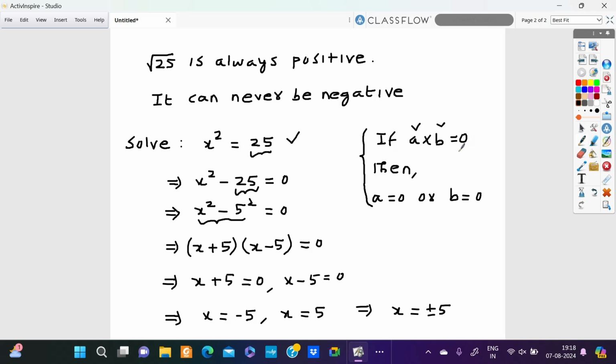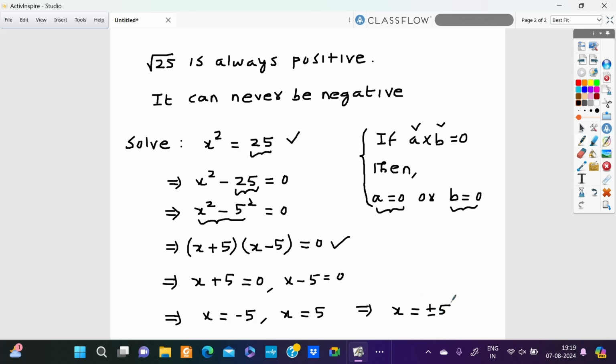Since the product is equal to 0, there are two possibilities. Either a could be equal to 0. If a is equal to 0, 0 times any number is equal to 0. Or if b is equal to 0, any number times b is equal to 0. So therefore, we have two possibilities. I use that here, and I write this equation as x plus 5 is equal to 0 or x minus 5 is equal to 0, from which we have x is equal to negative 5 and x is equal to positive 5. And we combine this, say x is equal to positive negative 5.